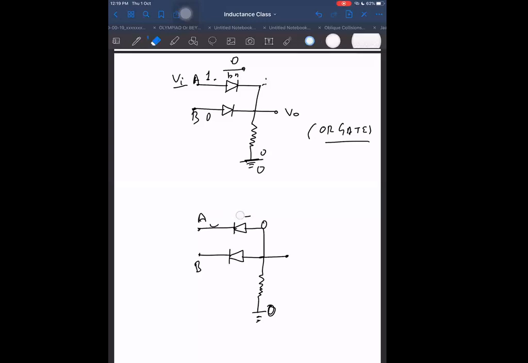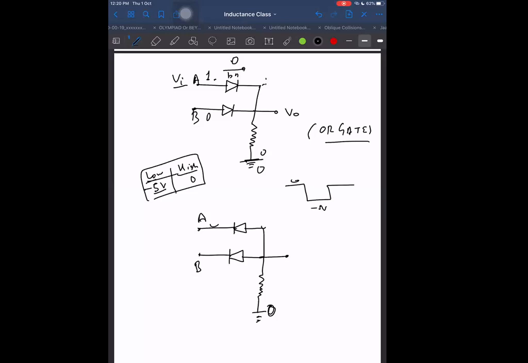It can become a gate, although I can make it a gate. It depends what voltage I am giving. I can make it a gate if I choose the voltages. Low voltage I give as -5, and high I give as 0. This kind of logic is also possible, which will have this kind of waveform. 0 here, and -5 volt here.